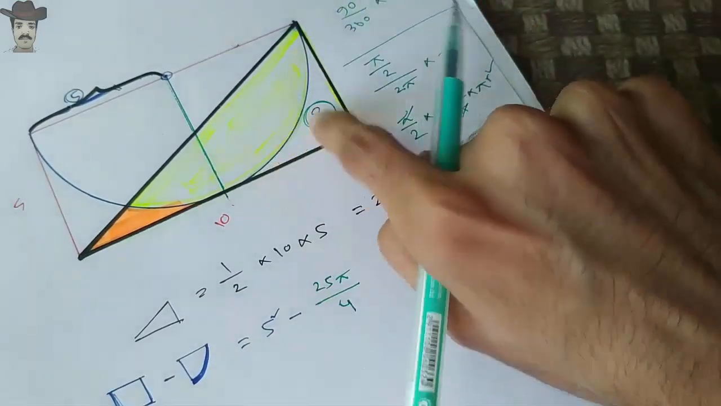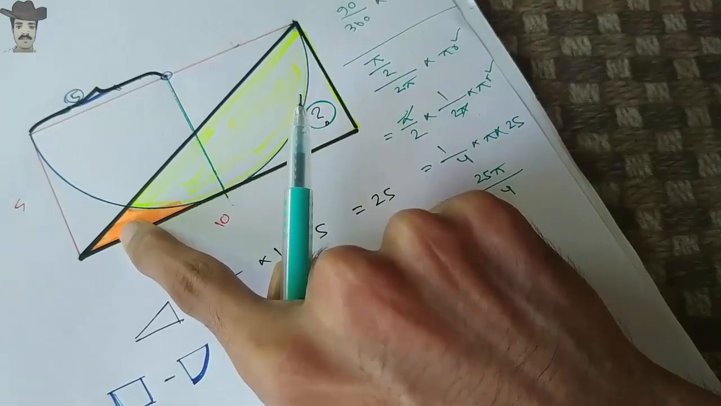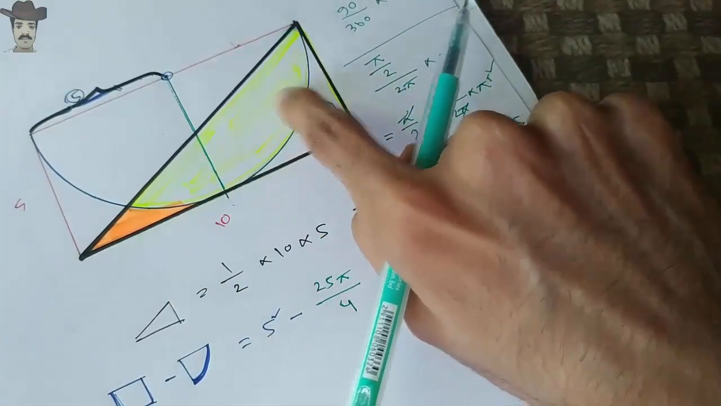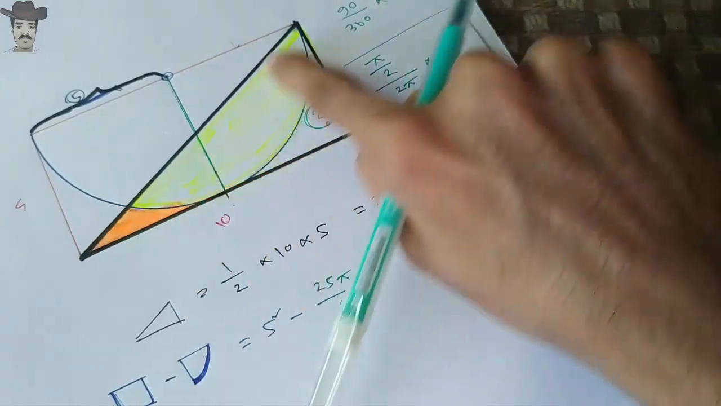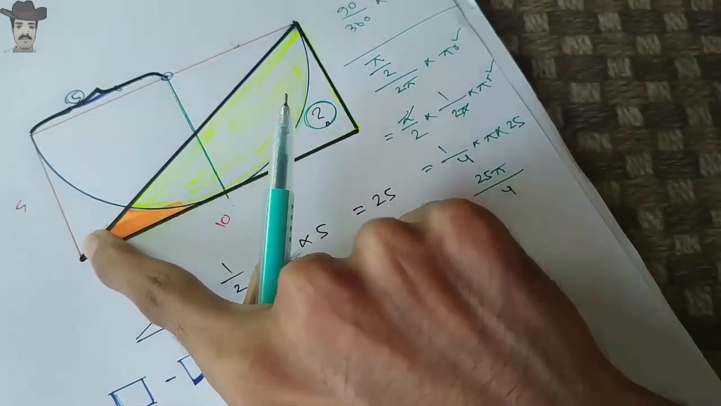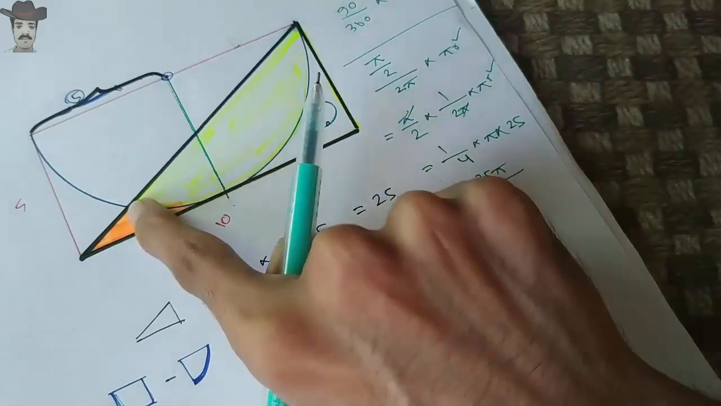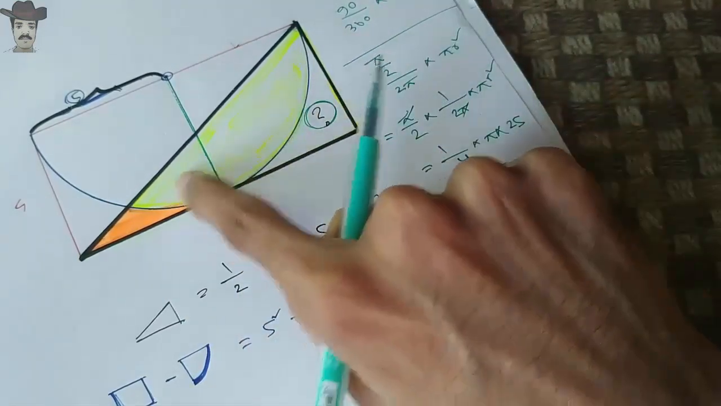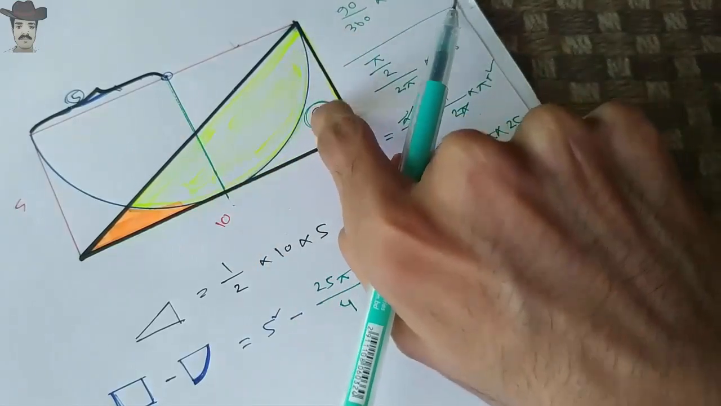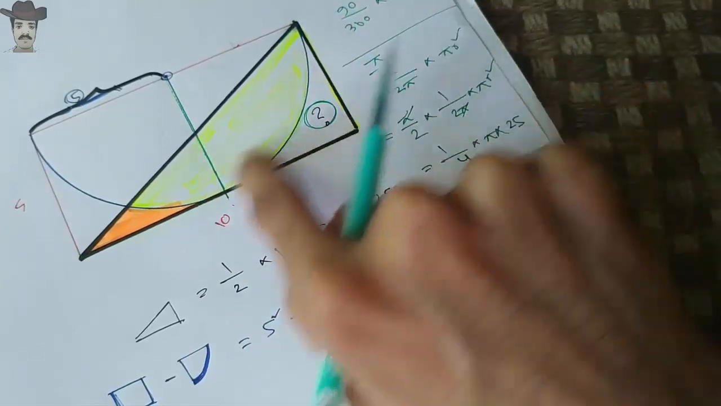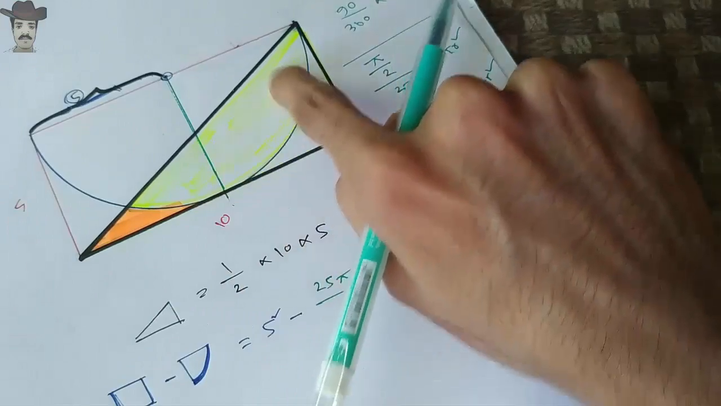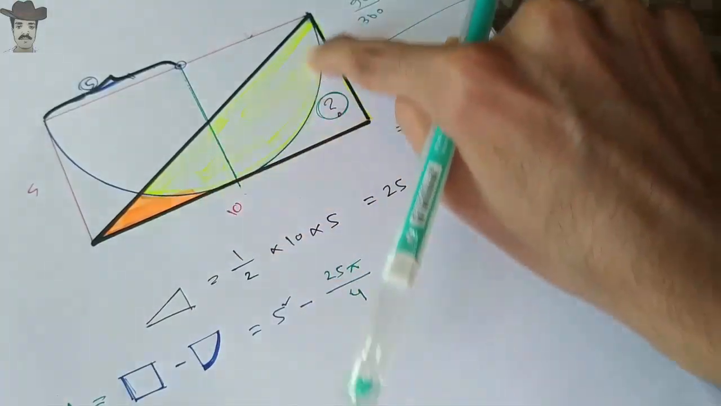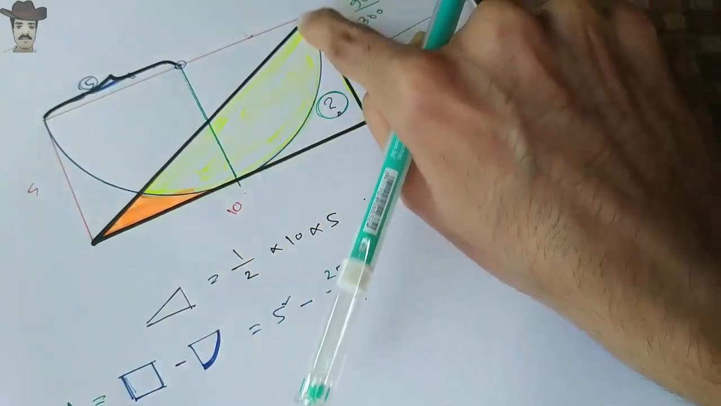Now finally we have to find the area of this green region, because what we finally want is the area of this portion, and to find that we have to subtract the area of these two regions from the area of this triangle. We have already found the area of this triangle and also this white region, so we subtract this white region from the area of the triangle, and also this green region. So now we have to find this green region. How can we know the area of this portion?